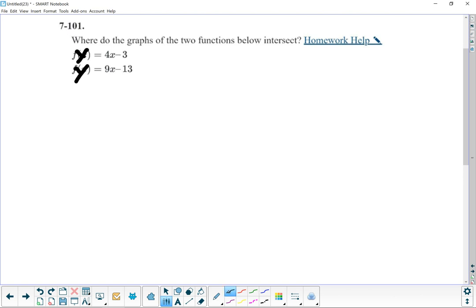And if we want to find the intersection, all we have to do is solve the system. We can graph it. We can do the equal values method. We can do elimination. We can do substitution. Whatever. But since both of these are equal to y, I'm going to set them equal to each other. So I'm going to say 4x minus 3 is equal to 9x minus 13.